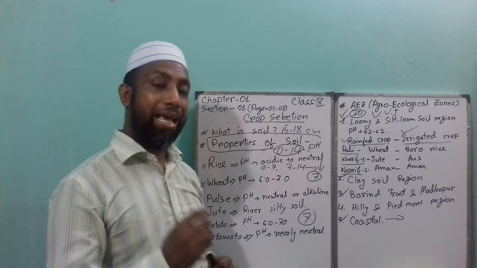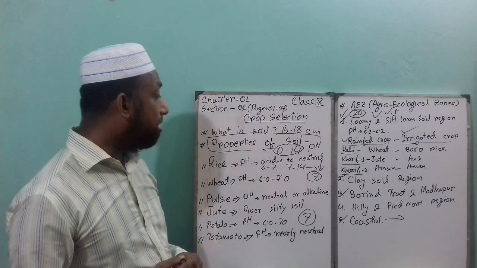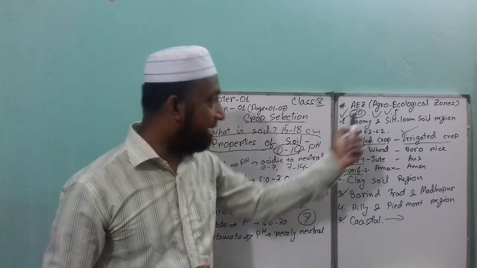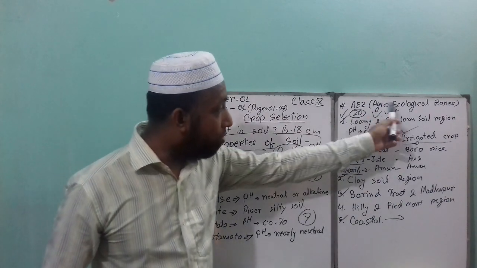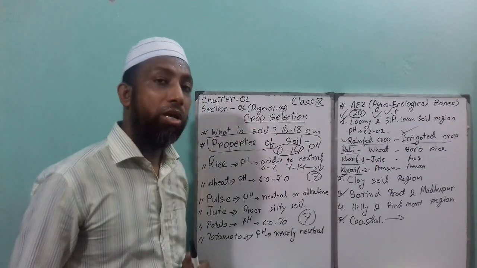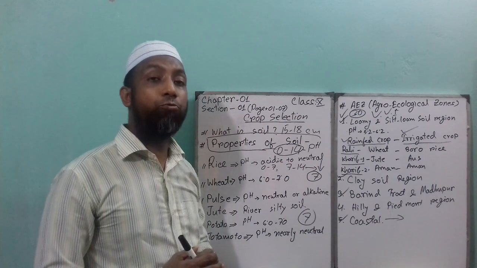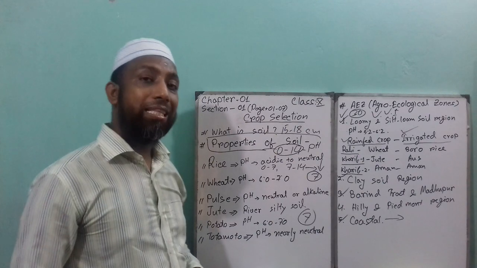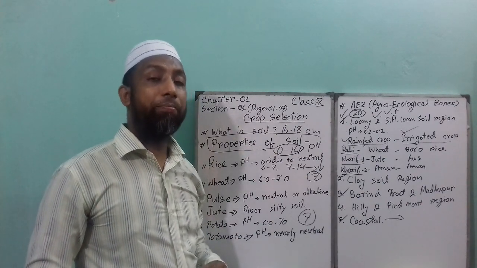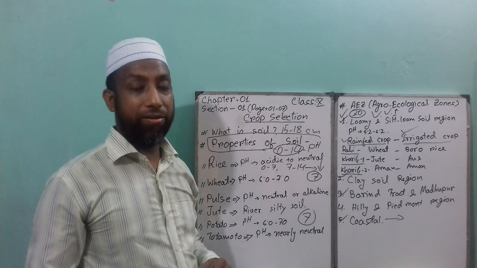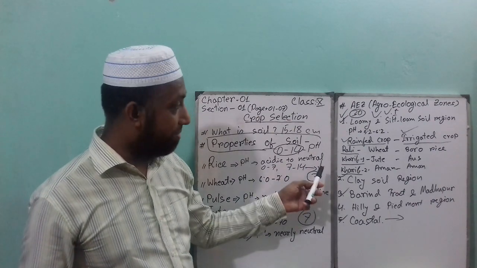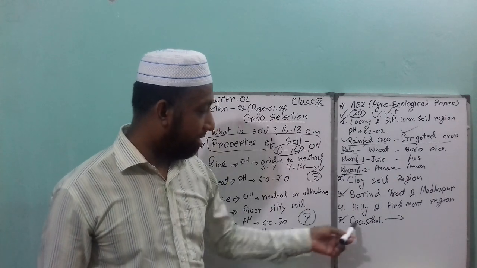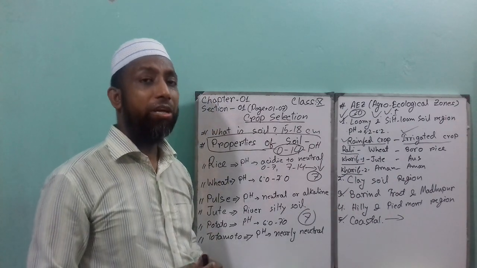Some examples of MCQ: how many AEZ are in our country? That means 30 AEZ in our country, which is agro-ecological zone. What is the full form of AEZ? Agro-ecological zone. And in this agro-ecological zone, how many types of regions did they divide, which is 5 types: Loam, Silt loam region, clay soil region, Barind tract region, hill tract region, coastal region. This is the example of MCQ.